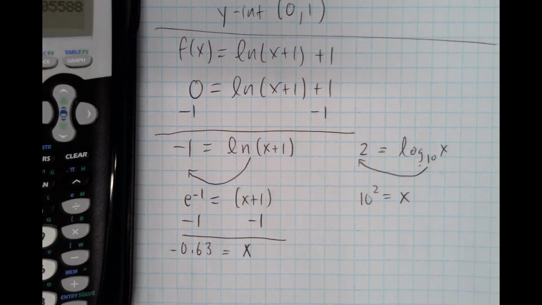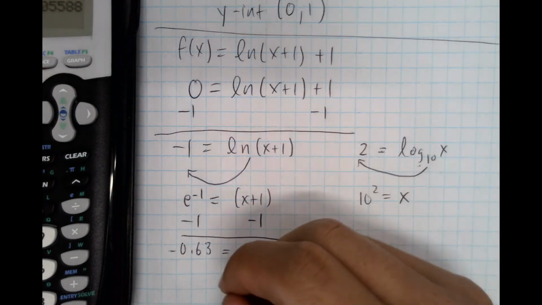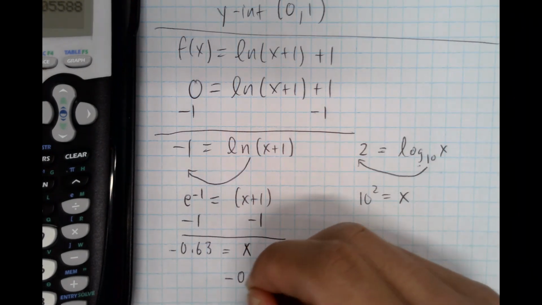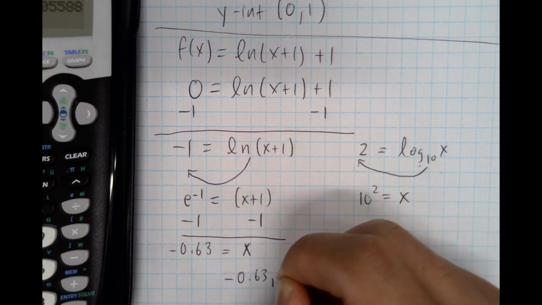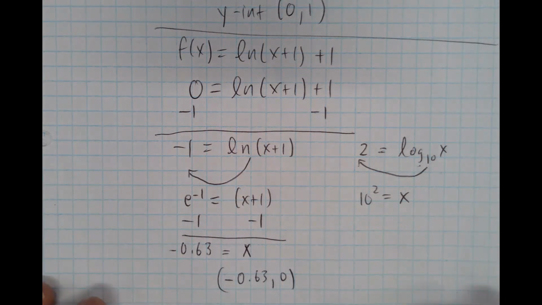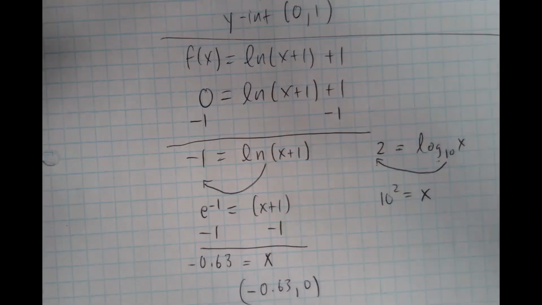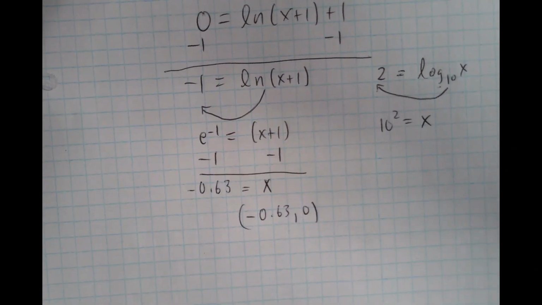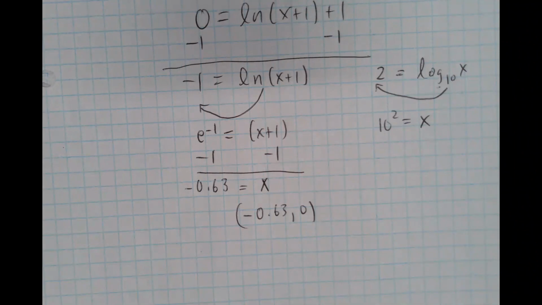And so for our answer, that means that at negative 0.63, comma 0, that would be our intercept. So it would look something like this. Okay, so we have an x-intercept at negative 0.63, comma 0.